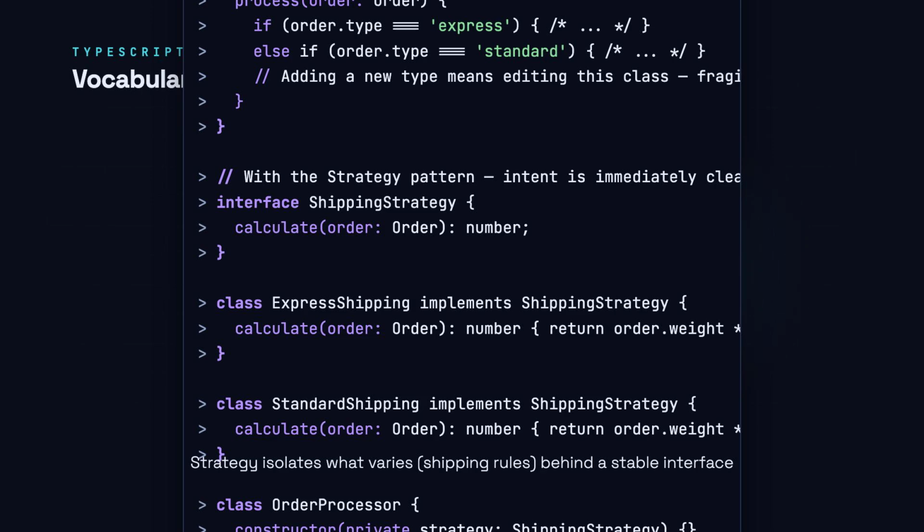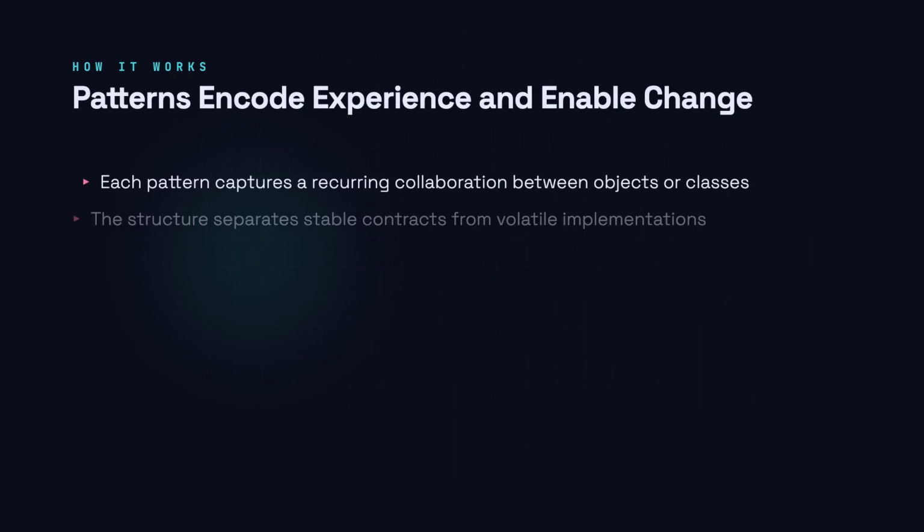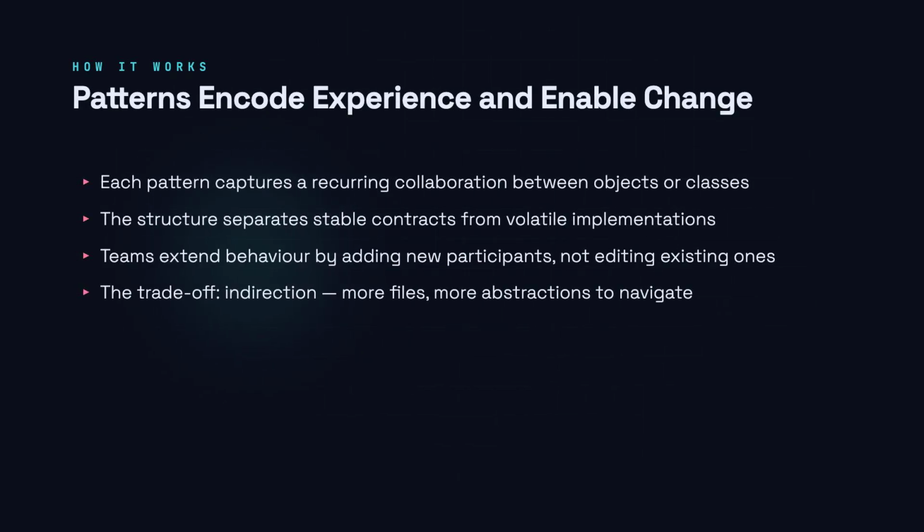The moment a teammate sees the word strategy, they instantly know the structure, a stable context, a swappable behavior interface, and concrete implementations. That shared vocabulary is doing real work. Under the hood, every pattern is essentially a prescription for how a group of objects should collaborate. The key move is always the same: identify what is likely to change, hide it behind a stable interface or abstract class, and let callers depend only on that stable contract. This is what makes the system open to extension without requiring edits to existing code.